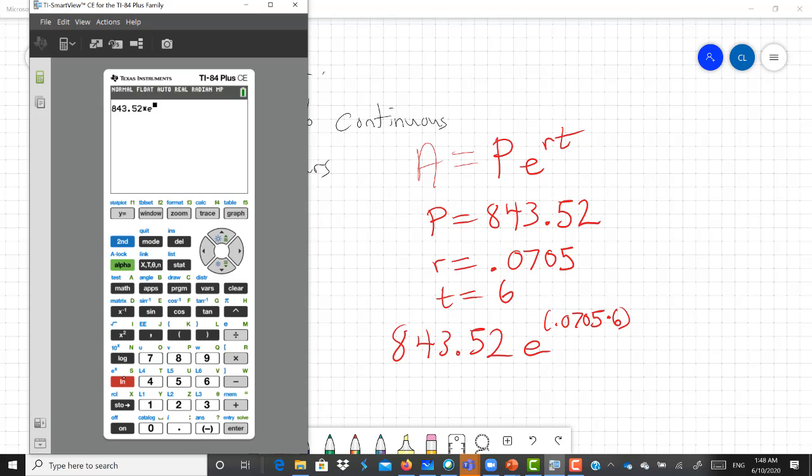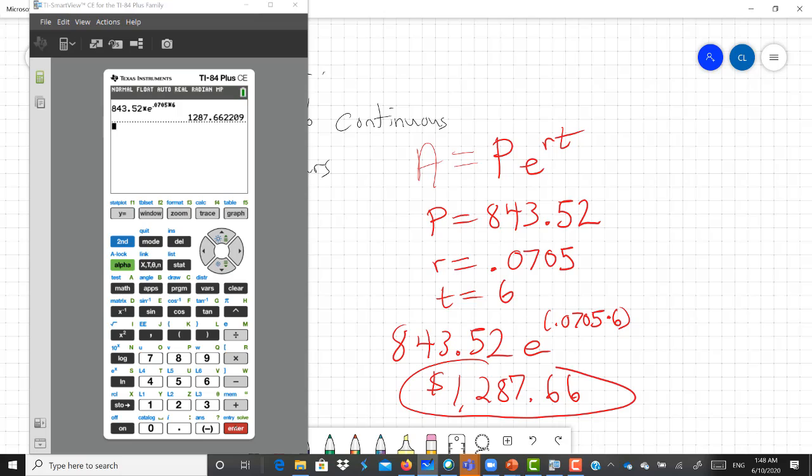And so it's going to be e to the 0.0705 times 6. And so after 6 years, I should have in my account about $1,287.66 if my interest were compounded continuously.